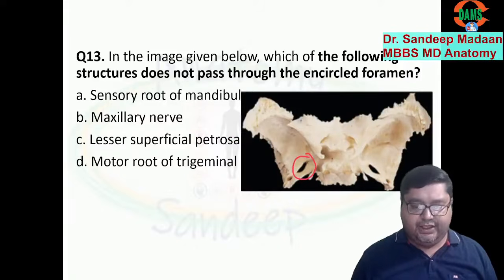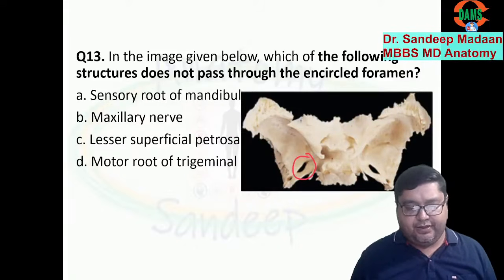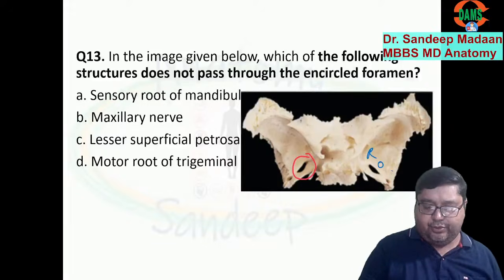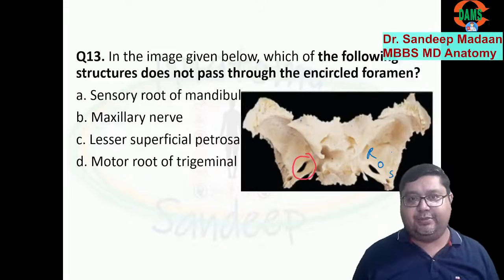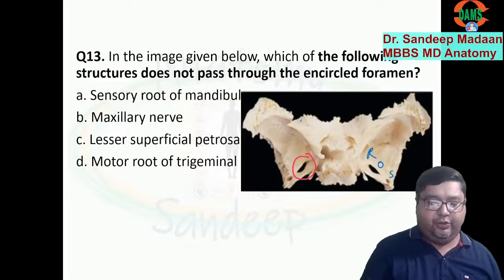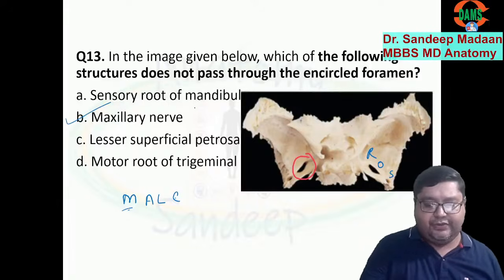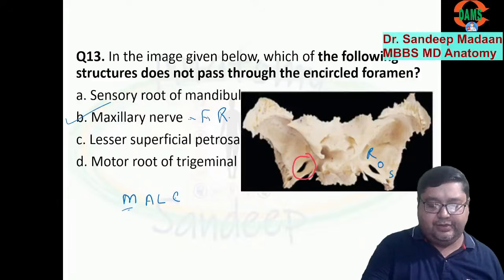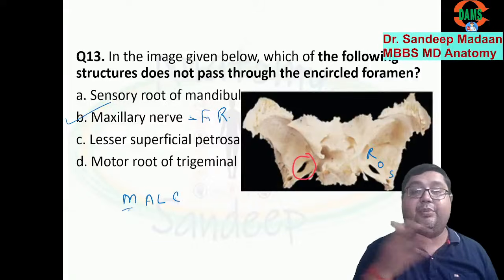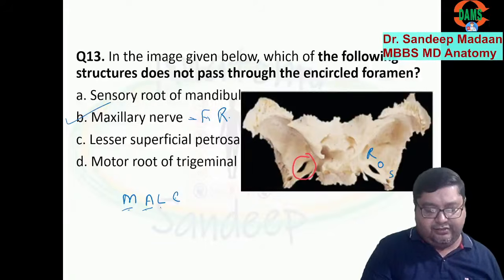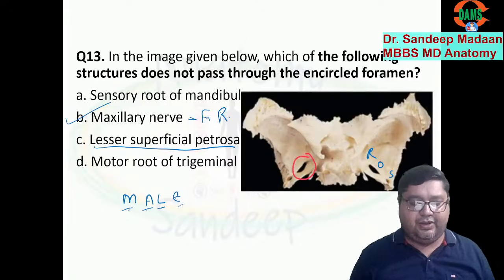Now this image, what will be your answer? We have three foramina in line, which can be remembered as ROS: rotundum, ovale, spinosum. And which has been marked here? Ovale. Ovale will allow the structures M, A, L, E to pass through. What is M? Mandibular nerve, not the maxillary nerve. The maxillary nerve will pass through foramen rotundum. What is our mnemonic for that? Maximum round. You remember that? So what is A? Accessory meningeal artery. What is L? Lesser petrosal nerve. And what is E? Emissary vein. Is that all okay?